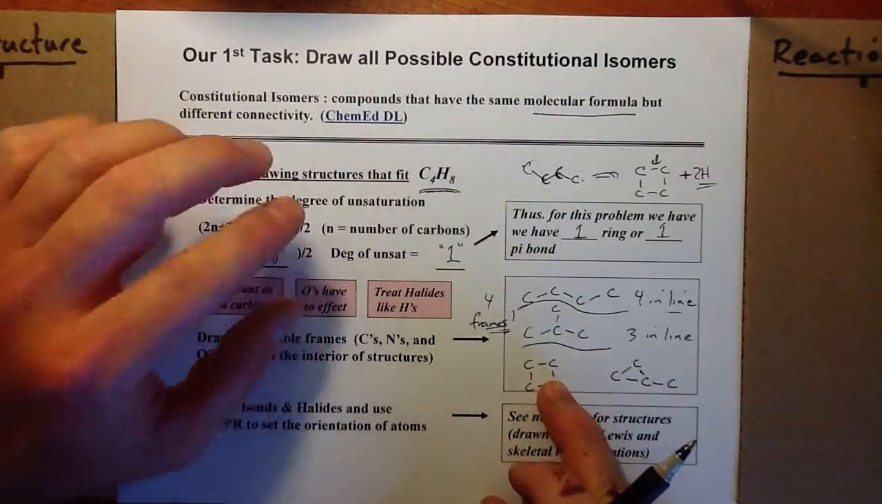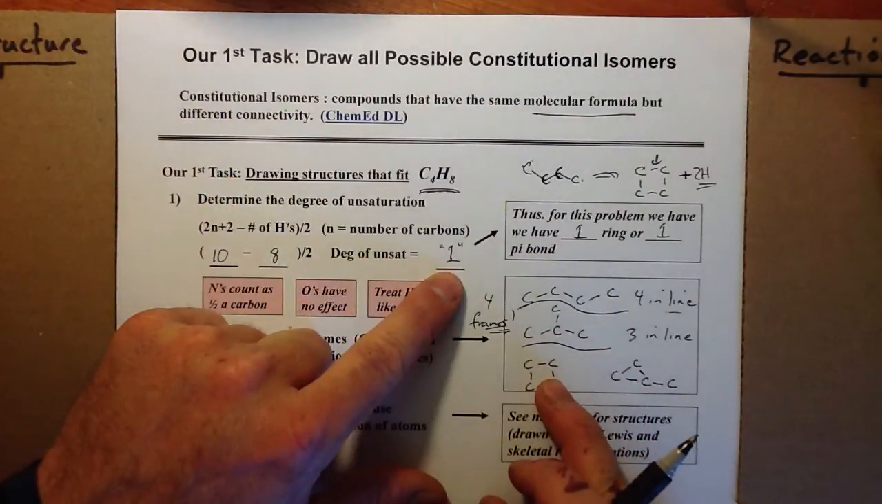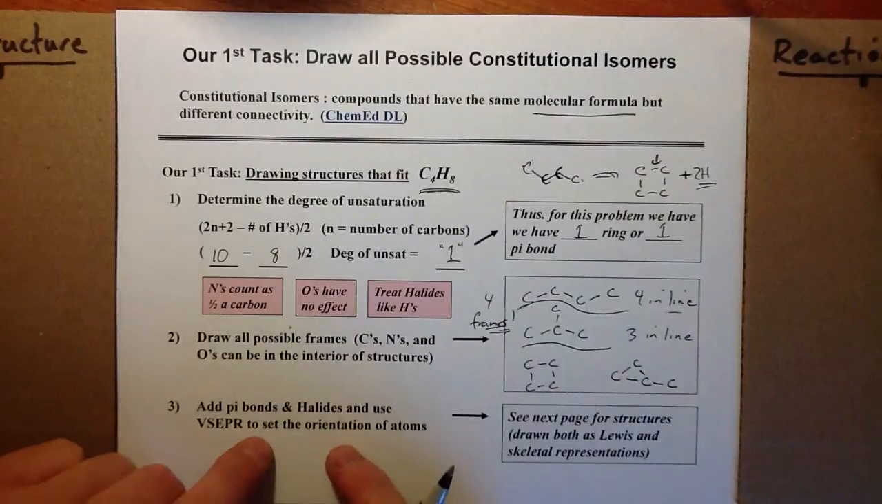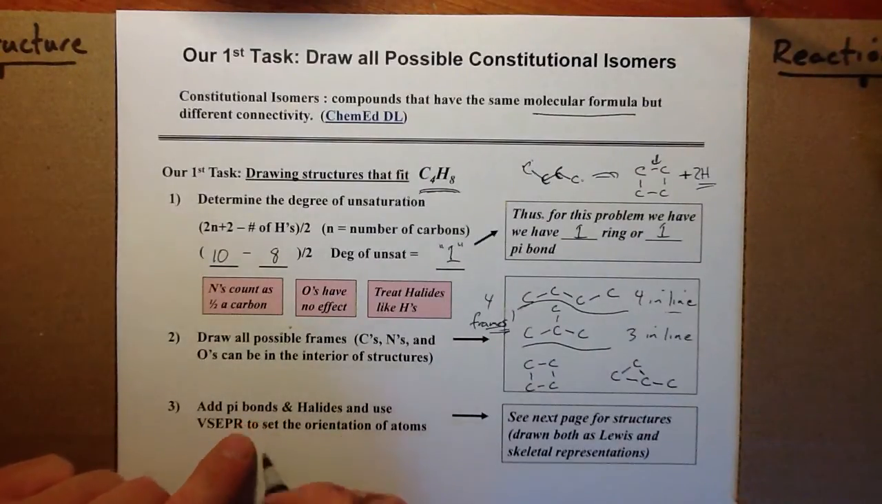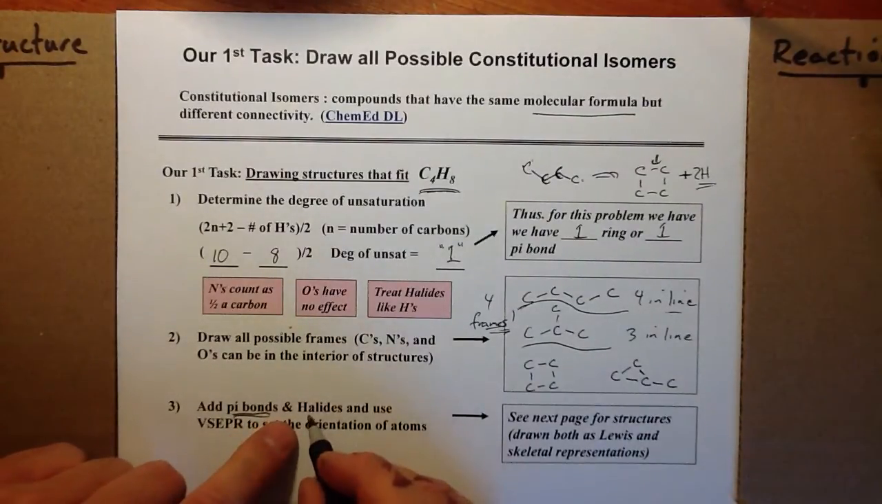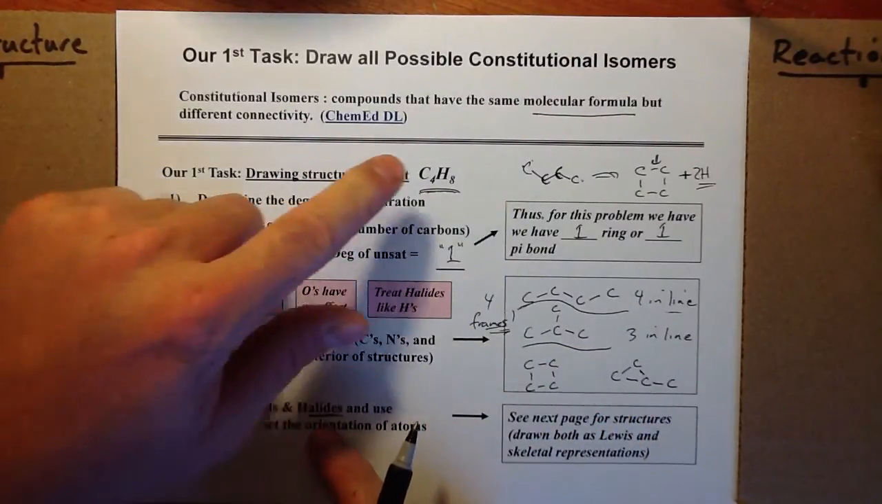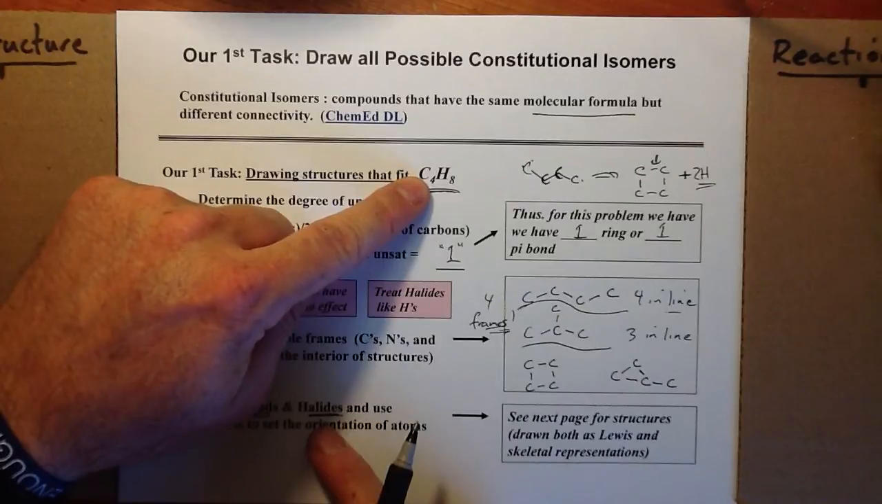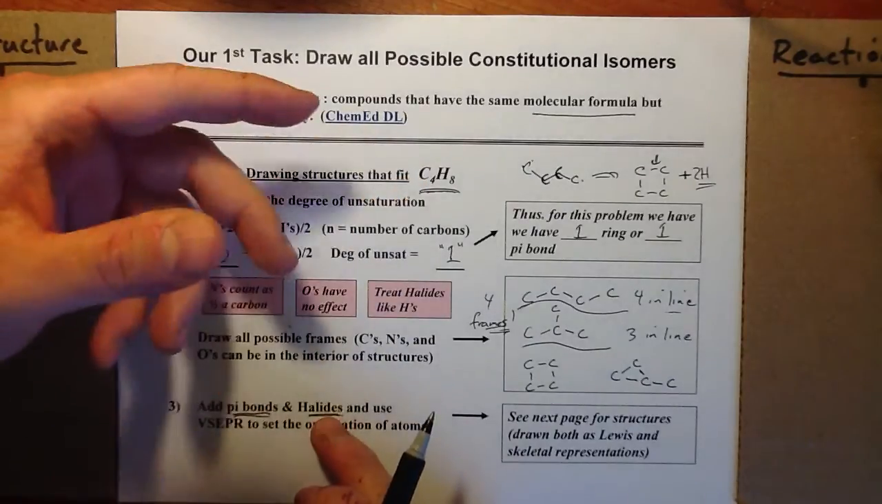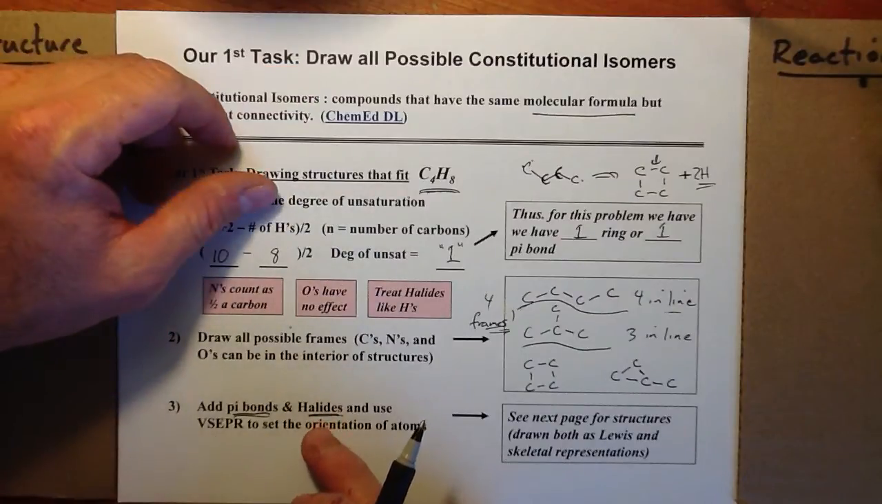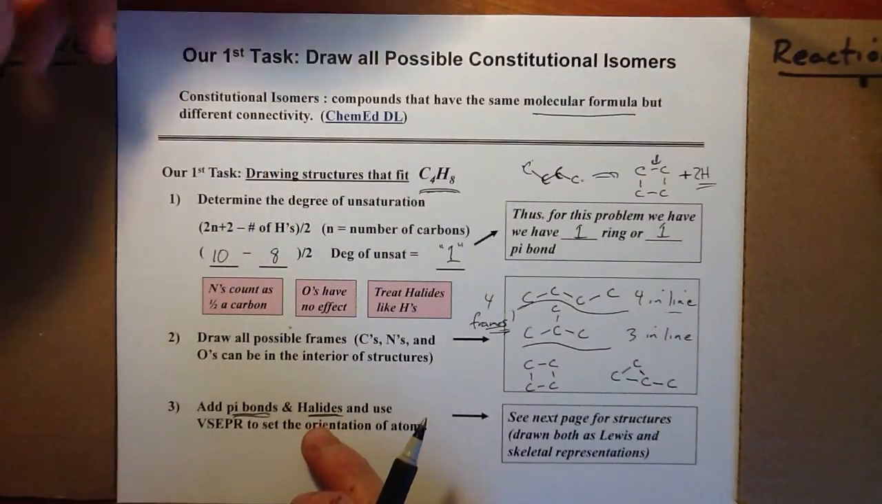And now what I want to do, that's the second step. We had the degree of unsaturation. That told us we have these 2 frames to consider. Now we want to move to the last step of the 3, and that is add in pi bonds and halogens if we have them. Now, do we have halogens with this molecular formula? Halogens, halides: fluorine, chlorine, bromine, iodine. Do we have those?